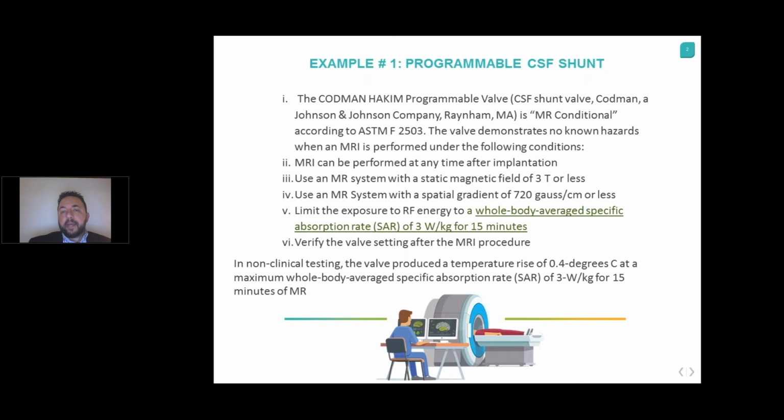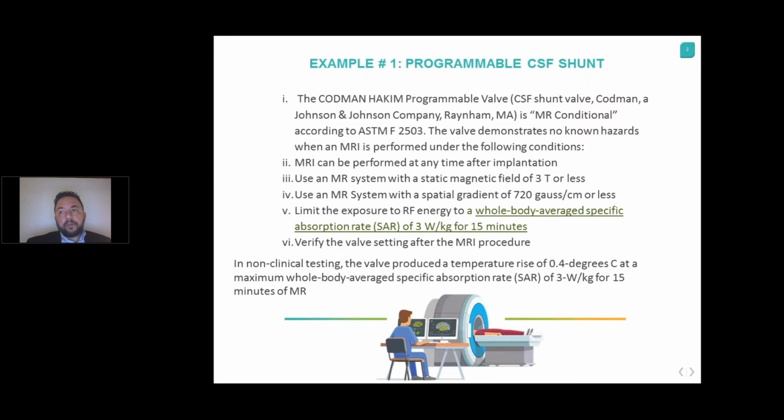Based on the information that's gleaned from researching this device, it states that MRI can be performed at any time after implantation. We are allowed to image these devices on a static magnetic field of 3 Tesla or less, utilizing a spatial gradient of 720 Gauss per centimeter or less. One of the key factors is that we limit the exposure of whole body SAR to 3 watts per kilogram for 15 minutes. An additional requirement for use of exposure to the magnetic fields is verifying the valve setting after the MR procedure.